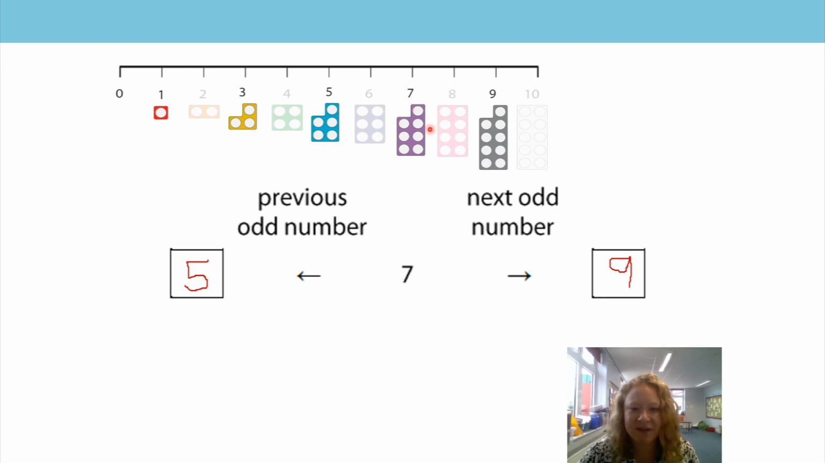Shall we just use our number line to check? Here's our number 7, and we said, didn't we, that 8 there, but that's an even number because it's smooth at the top, whereas 9 has a bit sticking out, so it must be an odd number. So there we go, well done. And the other way, there's the number 5, our previous odd number.